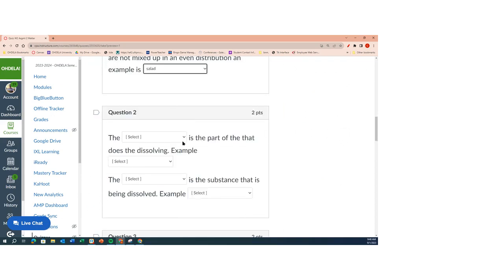Question two. Blank is the part that does the dissolving, solvent or solute. Solvent, right? An example would be sugar or water. Thanks, Revy. Thanks, Cheyenne. Water, yep, water does the dissolving. Blank is a substance that is being dissolved. Solute, thanks, Cheyenne. They both start with SOL, so an example would be sugar.